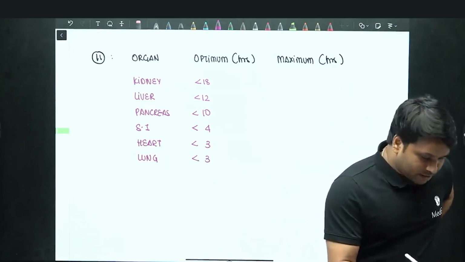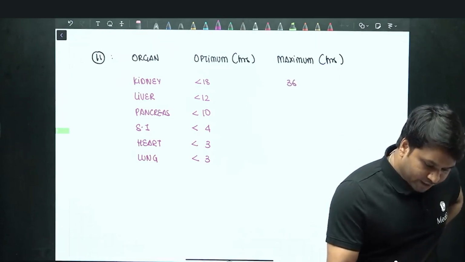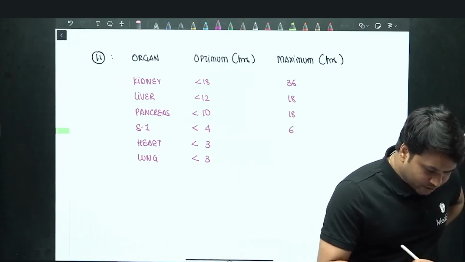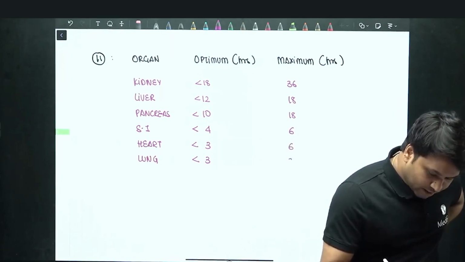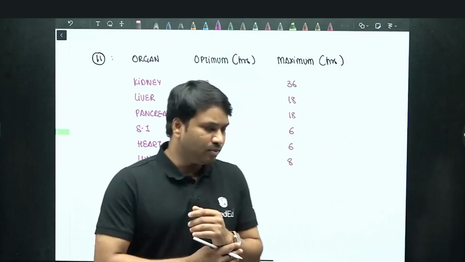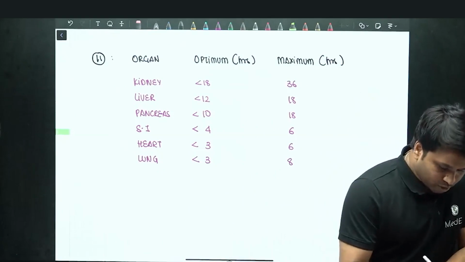When you talk about the maximum one, the maximum I can keep it for 36 hours is kidney. Liver I can keep it for 18 hours. Pancreas also I can keep it for 18 hours. Then I'll keep small intestine for 6. Heart I can keep it for 6 hours. Lungs I can keep it for 8 hours, right? So this is your optimum and the maximum time period. So this table is an important table to remember.